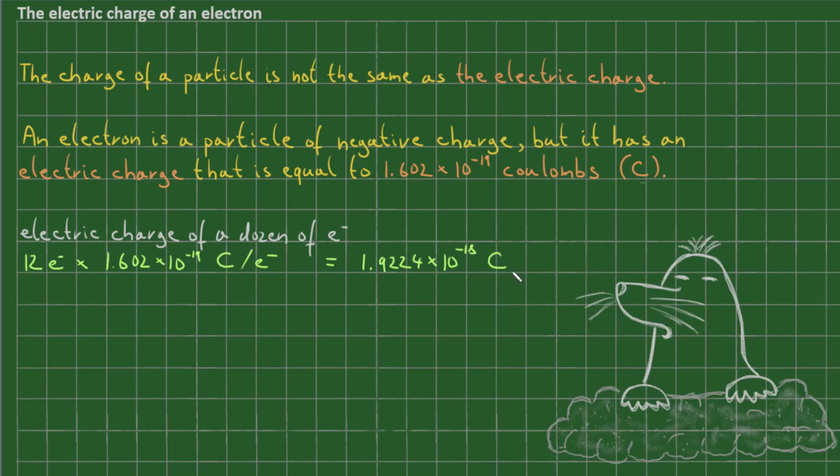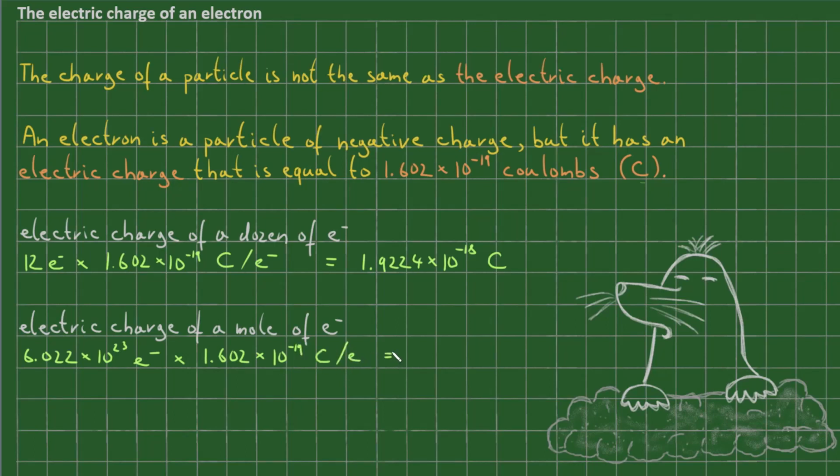What about a mole of electrons? Recall that the term mole stands for a rather large number. It is 6.022 times 10 to the 23rd. So if I have that many electrons and multiply that by the charge of a single electron, 1.602 times 10 to the negative 19 coulombs per electron, that will give me 96,472.44 coulombs. Now this is a value that I can measure.